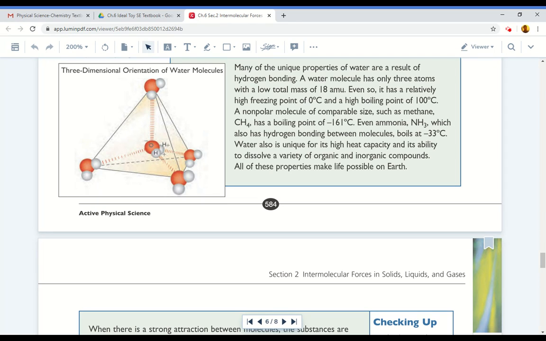Water also is unique for its high heat capacity and its ability to dissolve a variety of organic and inorganic compounds. All of these properties make life possible on Earth.